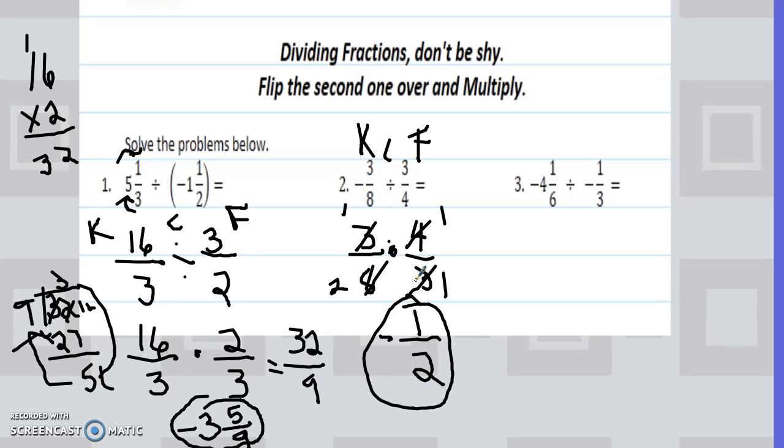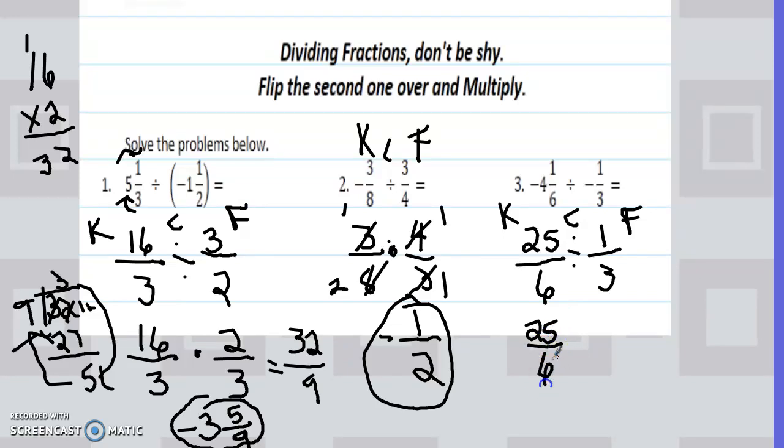All right, number 3. I got to make it mad. 4 times 6 is 24. 24 plus 1 is 25 over 6. I don't have to make 1/3 mad, so I'm just going to rewrite it. Okay, from here, I keep it, I flip it, I change it. I get 25/6, flip 1/3, I get 3 over 1. Change the division to multiplication. I can now simplify the diagonal, so 3 divided by 3 is 1, 6 divided by 3 is 2.